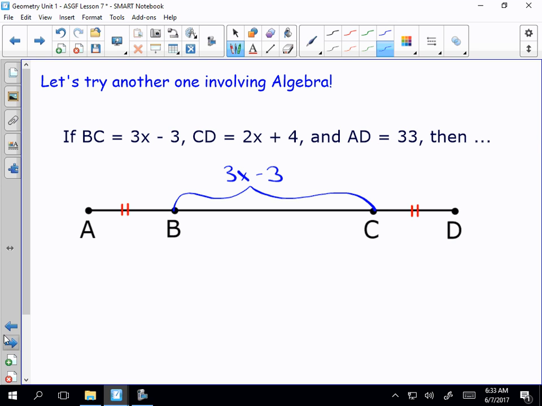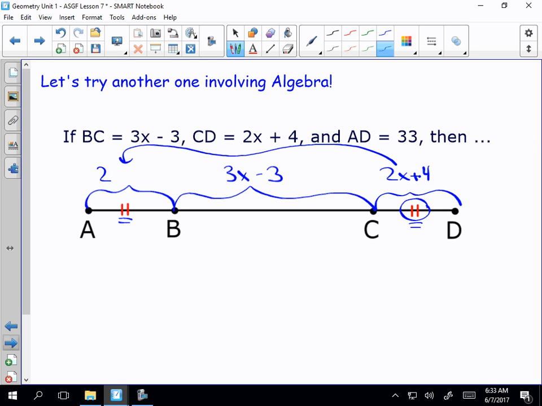We know that CD is 2x plus 4, and remember that's the 2 tick mark designated length. So even though we're not told what AB is, we know that since this is a 2 tick mark designated length, we need to copy this length over to the left-hand side as well. And then we're given the full distance from A to D is 33.